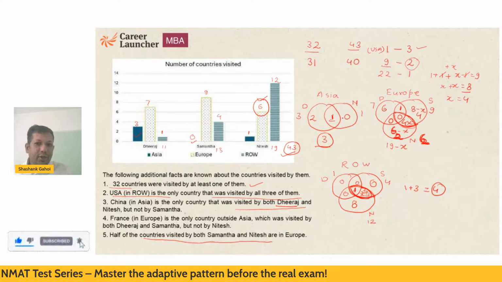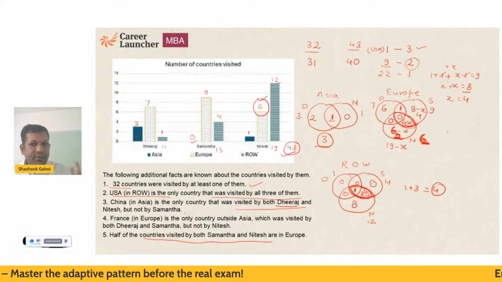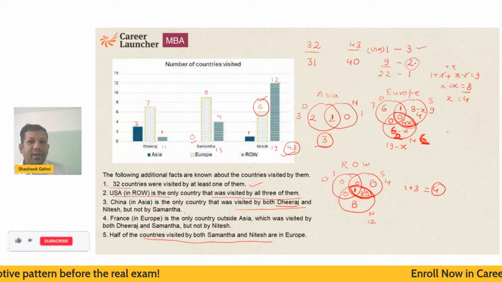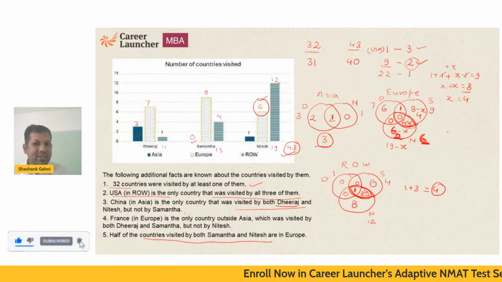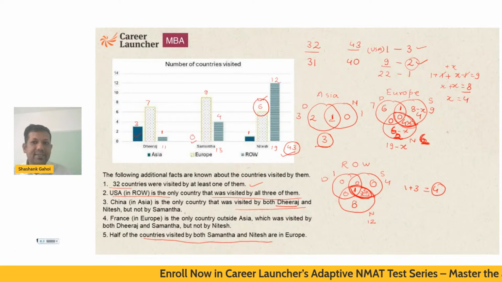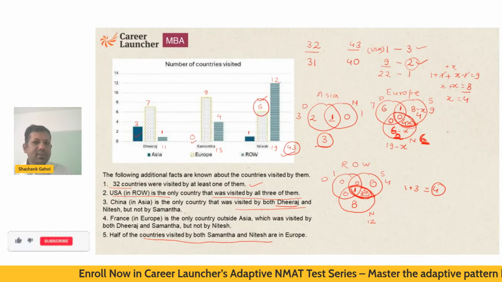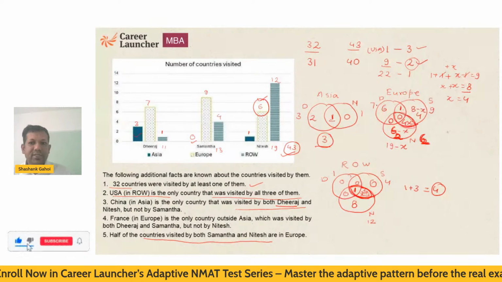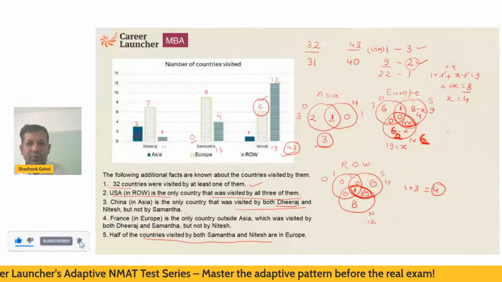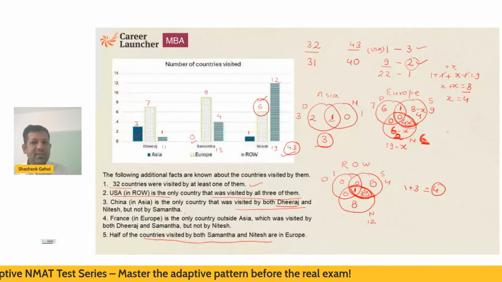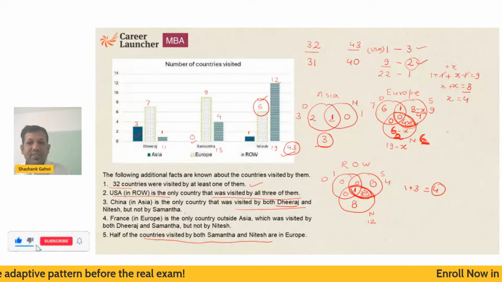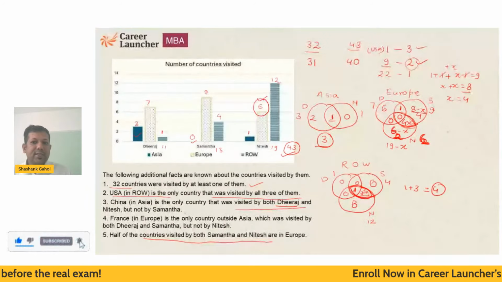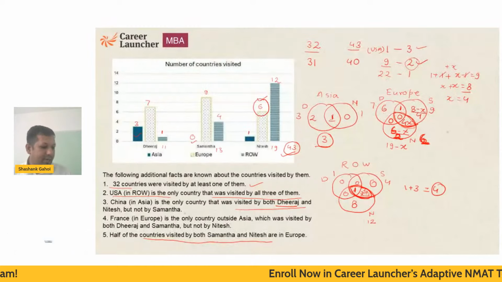So basically, what did I do? In Asia, I have solved it. That was easy. I figured out exactly 2 value is 9. I have assumed this intersection is x. This is 1. That is given. This is 0. This is 0. So out of 7, this is 1, so this becomes 6. Out of 9, this is 1. This is x. So this value becomes 8 minus x. Out of 6, this is x. This is 0. This is 0. So this becomes 6 minus x.